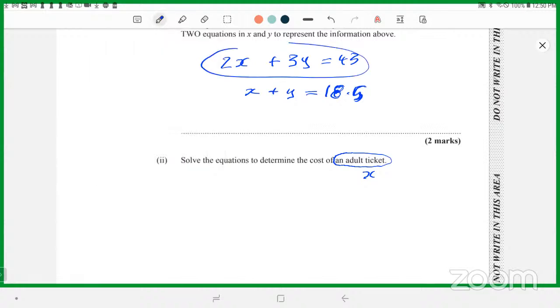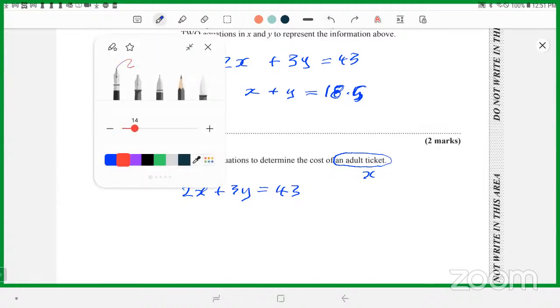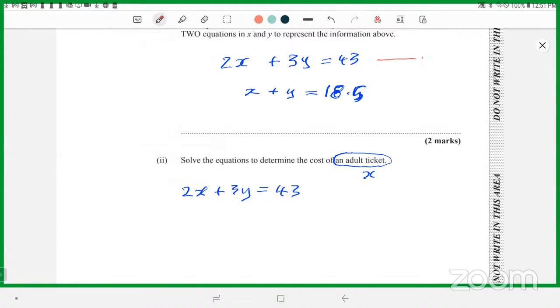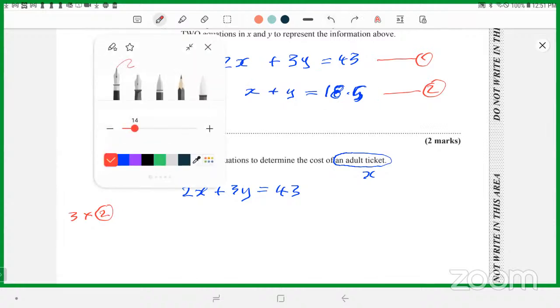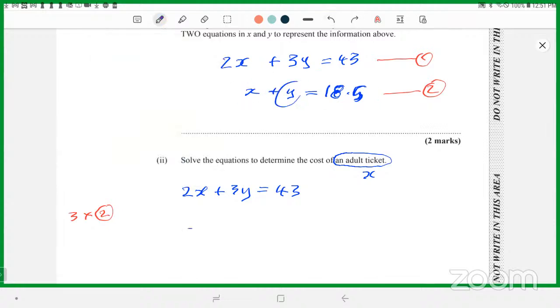So I'm going to write back this first, which is 2x plus 3y equals 43. To find x, I need to eliminate the y. So therefore, I'm going to multiply this one by 3. Let's call this equation 1 and this equation 2. I'm going to write 3 times equation 2. So I'm multiplying these values by 3. When I do that, this becomes 3x and this becomes 3y.